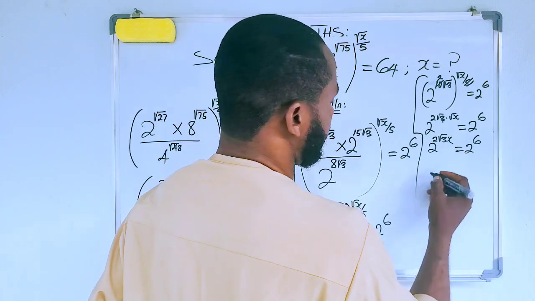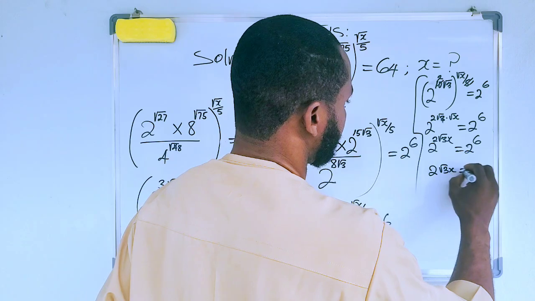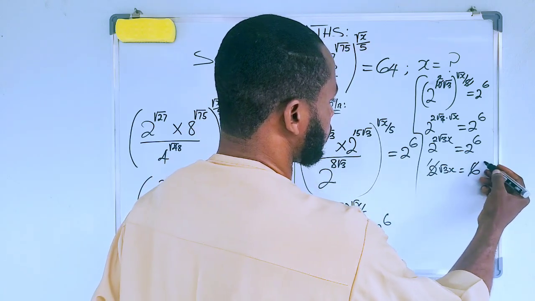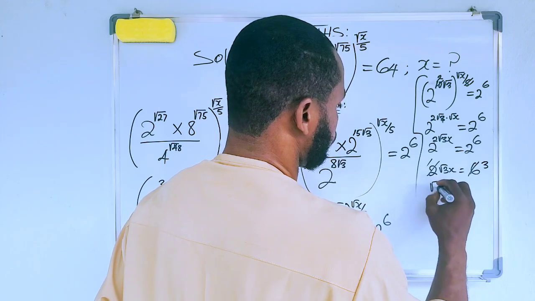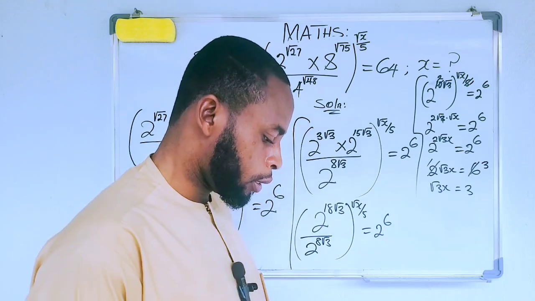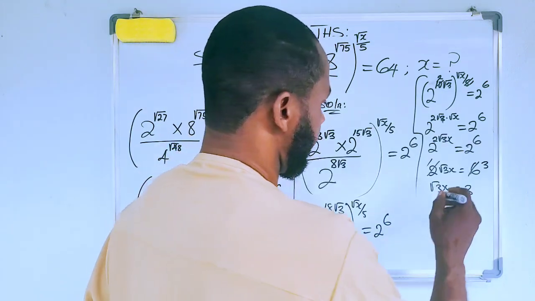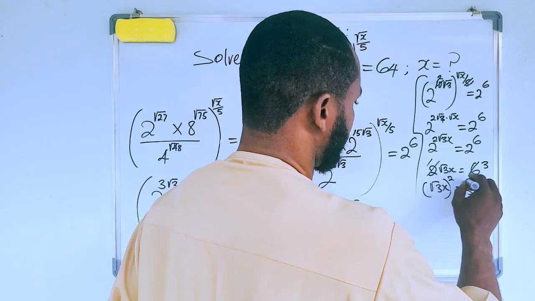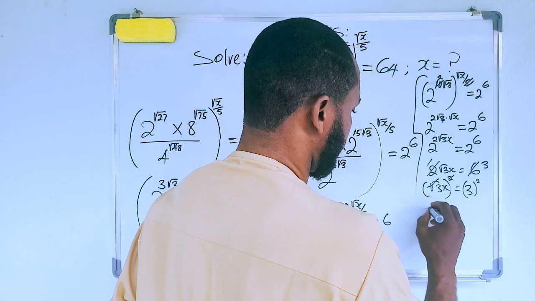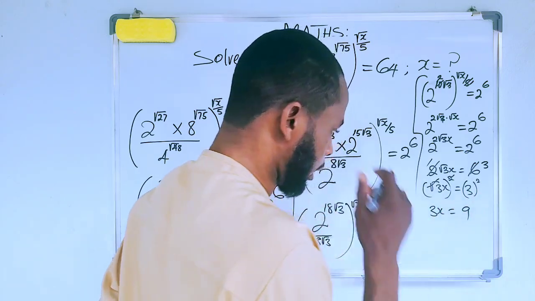We are going to pick up the powers, and we have 2 root 3x equals 6. Then 2 into 2 is 1 and 2 into 6 is 3, and we have root 3x equals 3. But now to get x, we are going to square both sides of this equation. The square root will cancel with the square, and we have 3x equals 3 squared, which gives us 9.